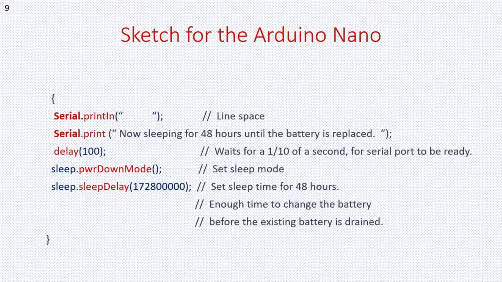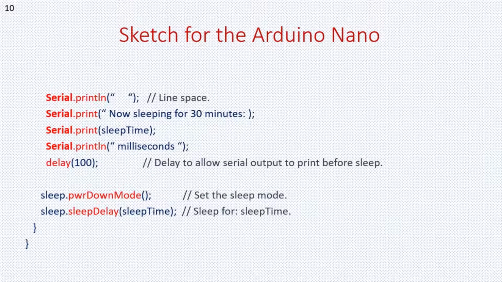If the set record limit has been reached, the next 5 lines provide the user ample time to change the batteries. This final slide shows that if 2 frames of records have been displayed and the set frame limit has not been reached, then the Arduino Nano is instructed to power down and go to sleep for 30 minutes.